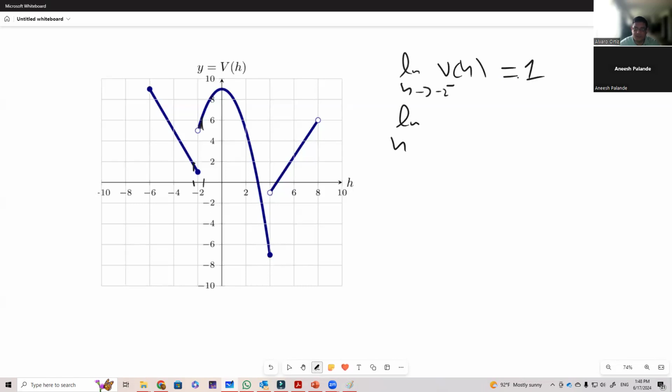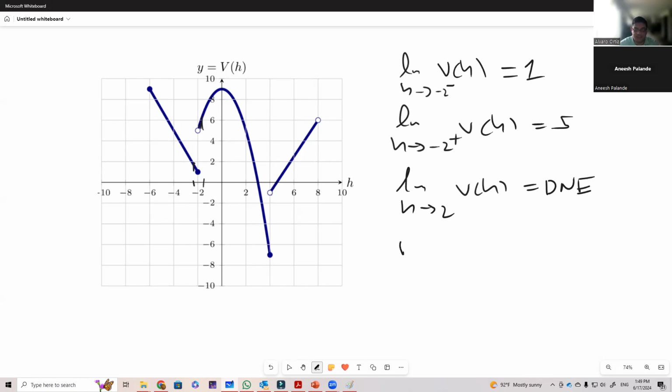But the limit when h goes to -2 by the right side is going to 5. So this limit overall, when h goes to 2, does not exist, right? This is the definition of limit. And so that also means that b prime of 2 does not exist, because the function is not continuous, and if it's not continuous, it's not differentiable. The derivative does not exist. Okay.